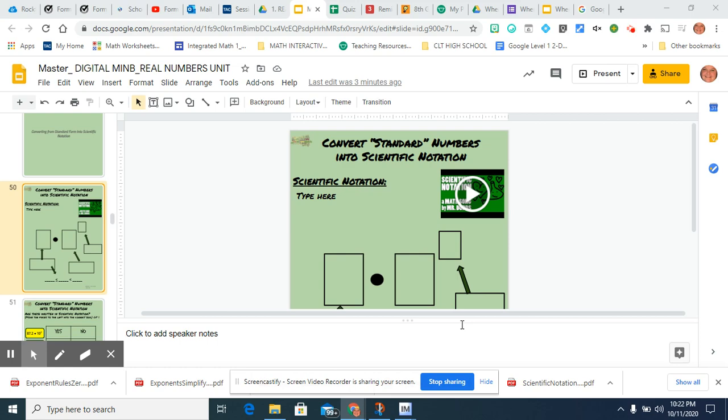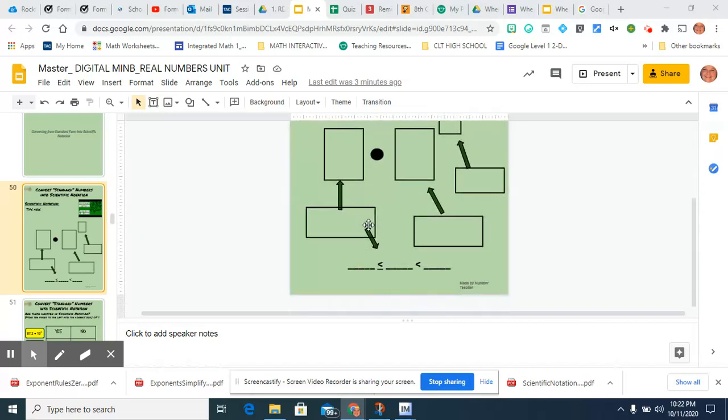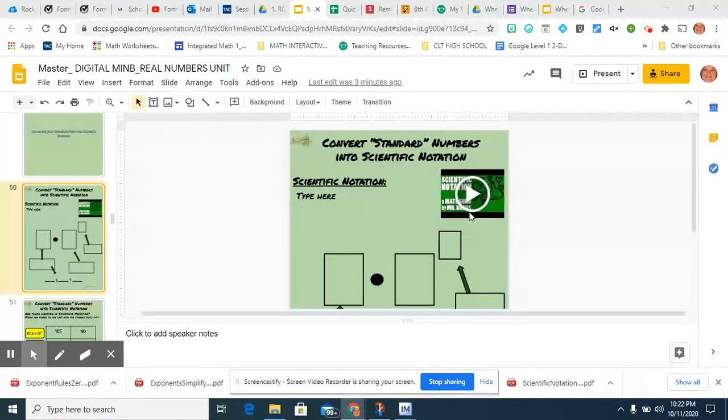Okay, so today we're going to start scientific notation. So in your master digital interactive notebook that starts on slide 50, and you can see from here, we're going to do a definition and there's a little video to watch.